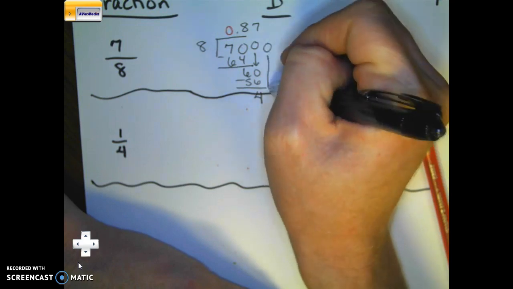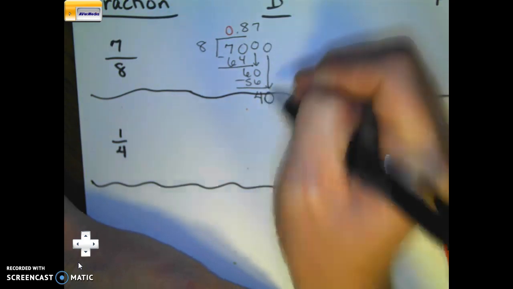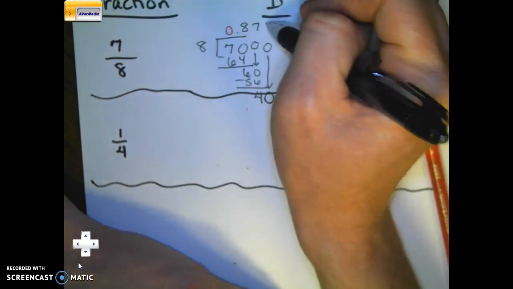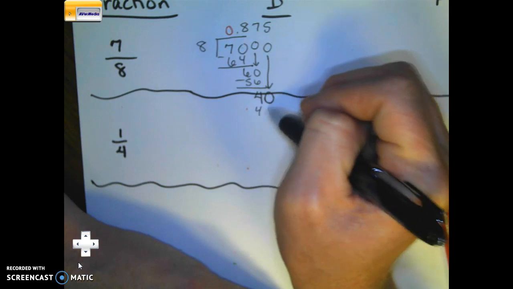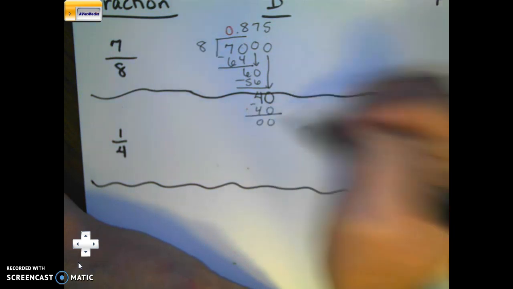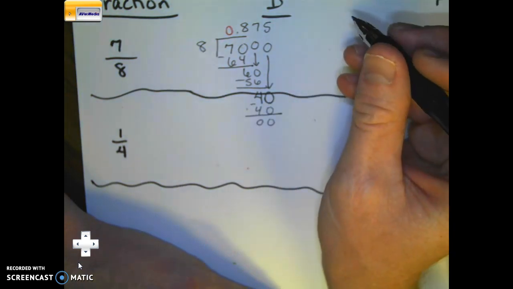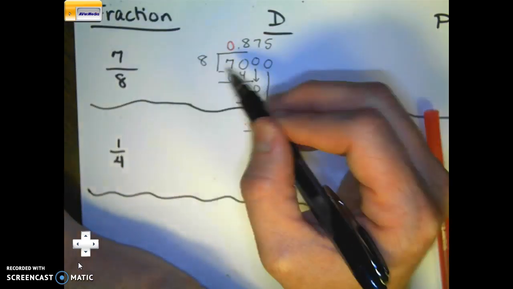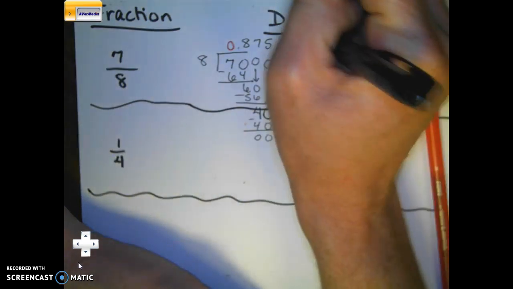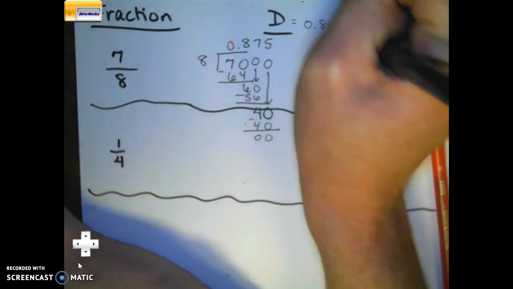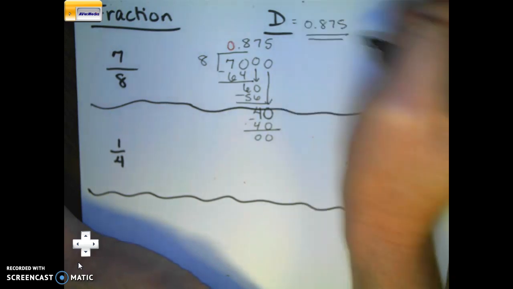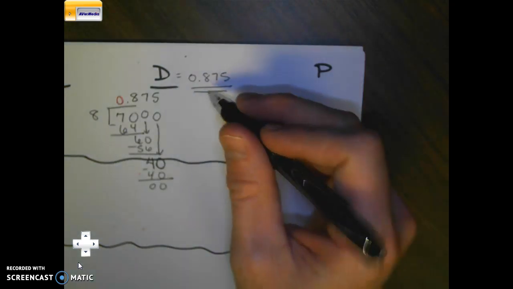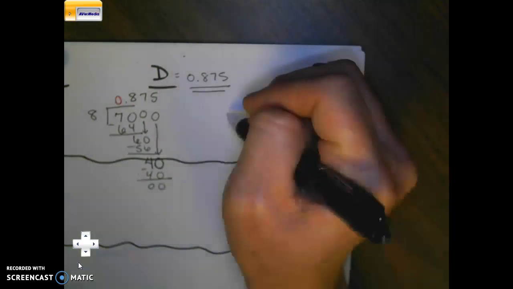Add another 0 because we still have numbers remaining. So that is a 40 if you can't see it. I apologize. So now 8 goes into 40 5 times. And then we have nothing left. So look at that. 7/8 as a decimal is going to be 875 thousandths, right? So now my job is to make 875 thousandths into a percent.